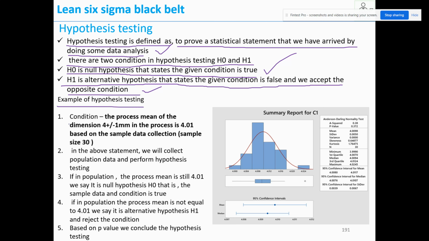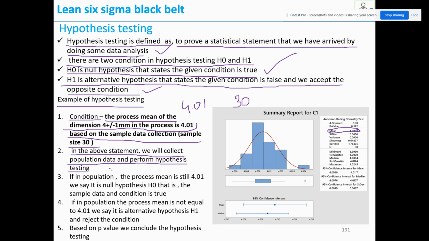Now let us see an example of a hypothesis testing condition. The process mean of the dimension 4 plus or minus 1 mm in the process is 4.01. That means for this dimension they are telling us the process mean is 4.01 based on the sample data collection. So what they have done is collect 30 parts and check the process mean. The process mean is almost near 4.01. Now, in the above statement, we will collect population data and perform hypothesis testing.